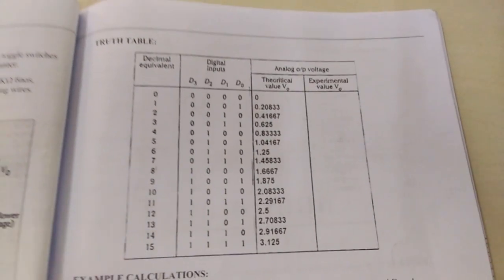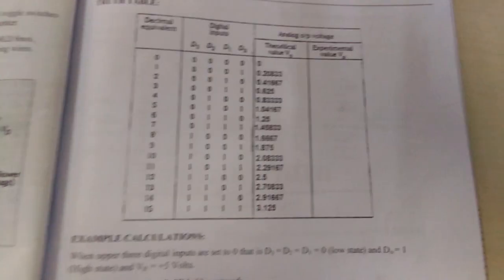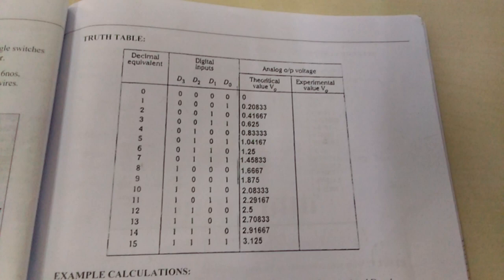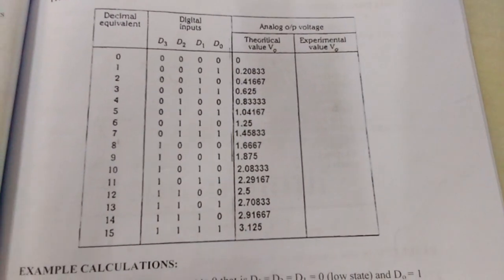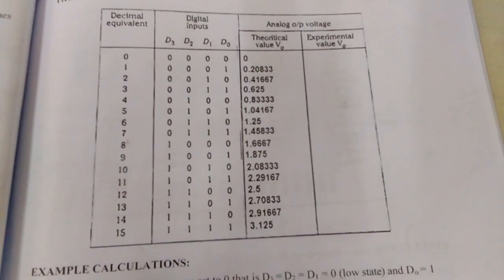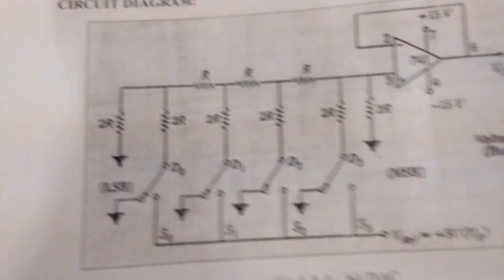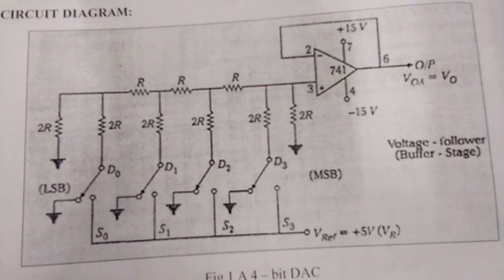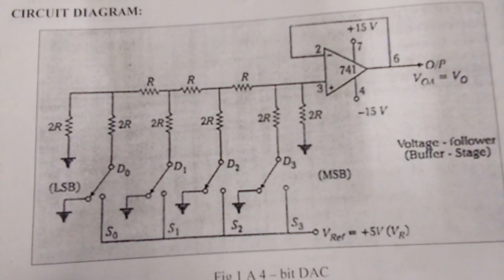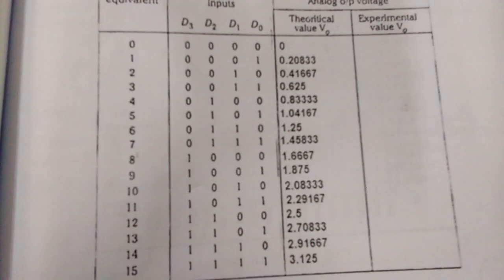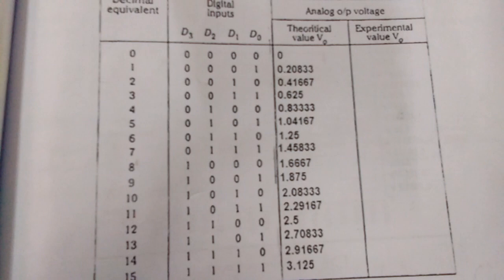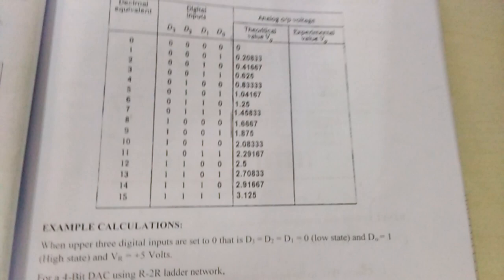We will see now one by one. First, we will take the combination of 1, 1, 1. All the switches should have reference voltage 1. That means all switches should be connected to V reference. So, what should be the expected output? The expected output is 3.125. It is already calculated theoretically. The same we should get practically also. Let us see now.